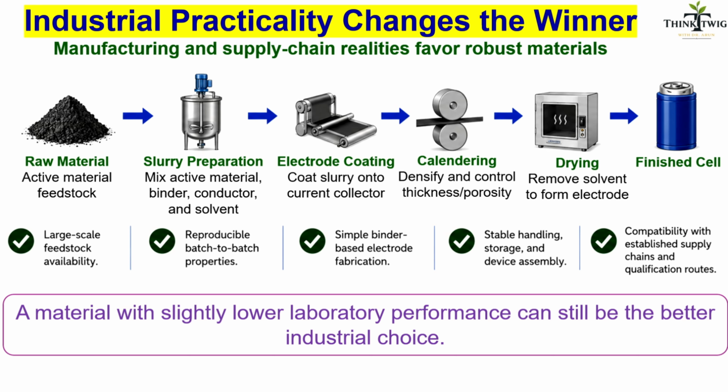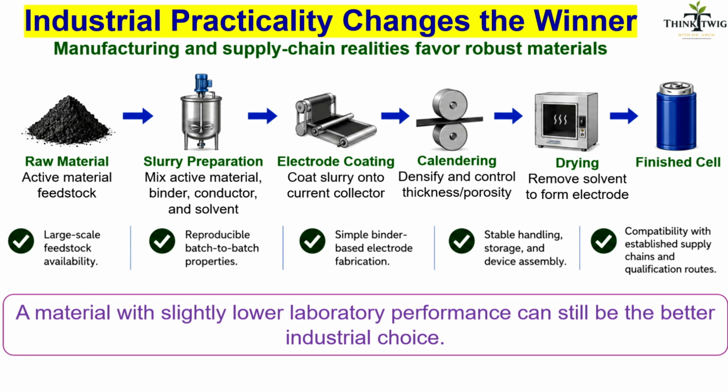Then the slurry has to be coated onto the current collector. The coating should be uniform and controllable. After that comes the step shown here as calendaring. In simple words, this is controlled pressing of the electrode. It helps to control the electrode thickness, density and porosity. Then the electrode is dried to remove the solvent. After these steps, the processed electrode can become part of the finished cell.